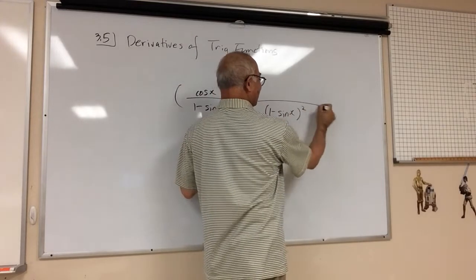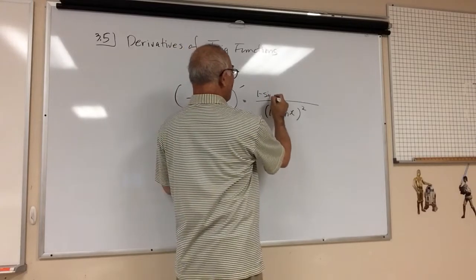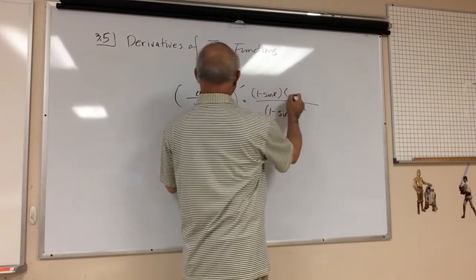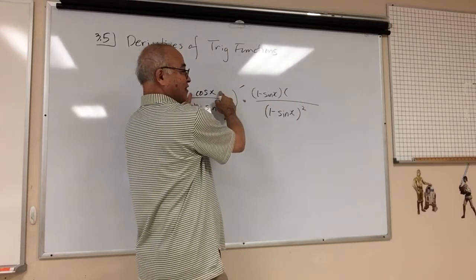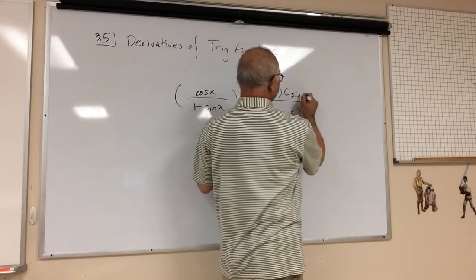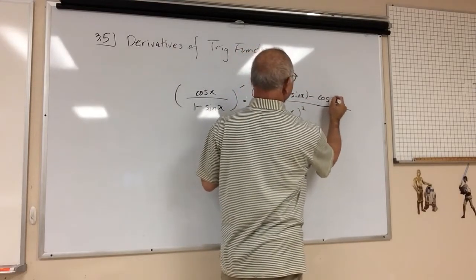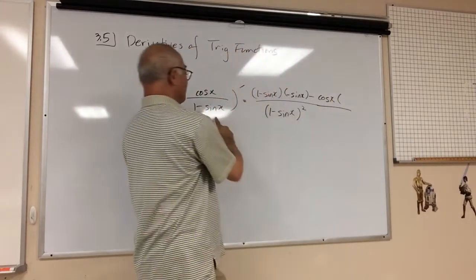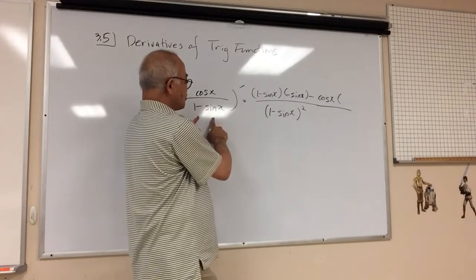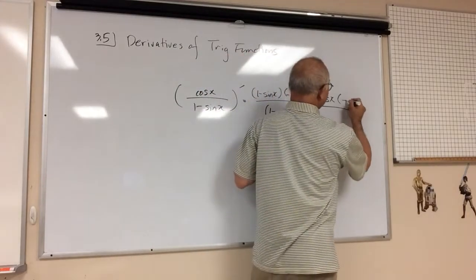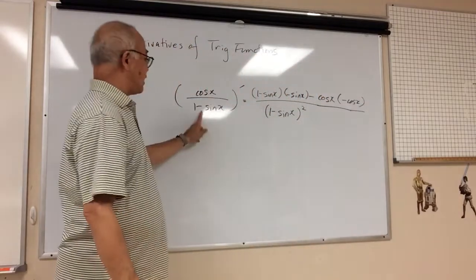squared, right? And it becomes cosine. And then you do bottom, d high, minus high, d low. So I'm going to take the derivative of the top. What is the derivative of this? Negative sine x. Negative sine x. And then minus high. Then I'm going to go d low. You have to take the derivative of the low, which is going to be what? Negative cosine x, right? Because there's a negative in front, right? That's that negative right here, right?